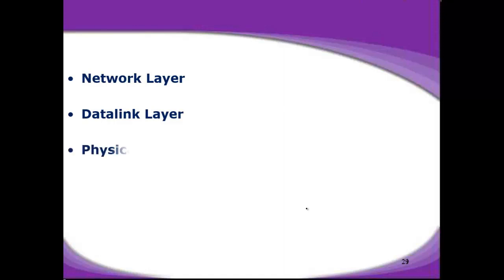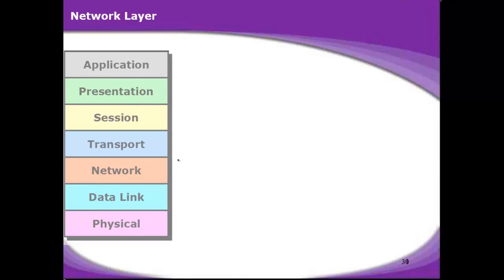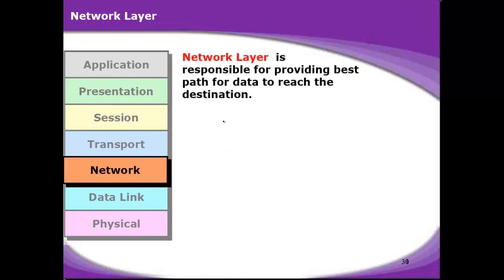Welcome to the class. In this class we are going to discuss three layers, and those three layers are network layer, data link layer and the physical layer. So starting with the network layer. Network layer is responsible for providing the best path for the data to reach the destination.